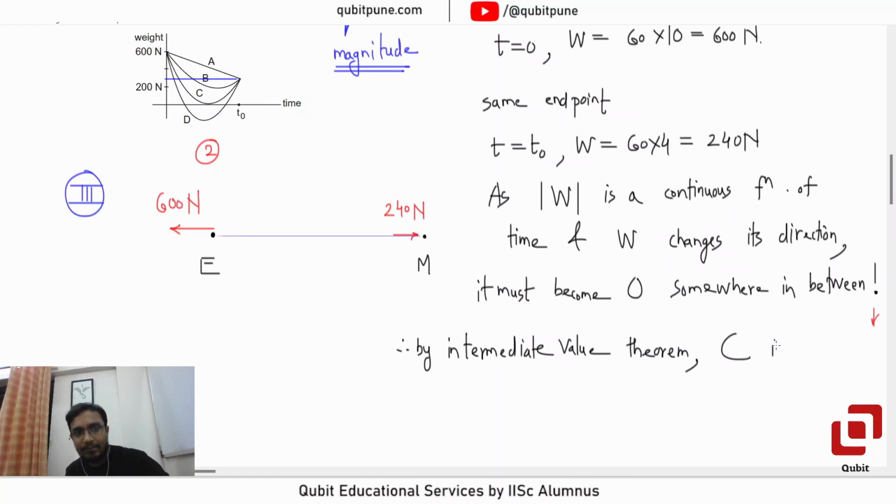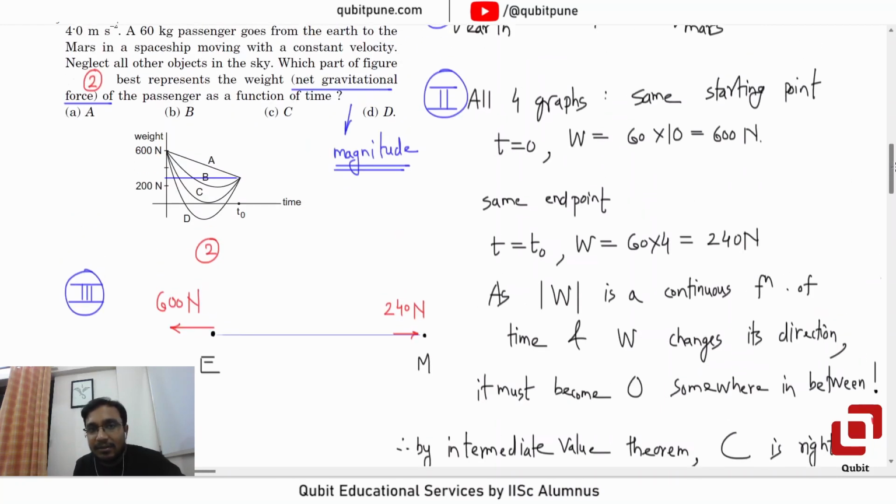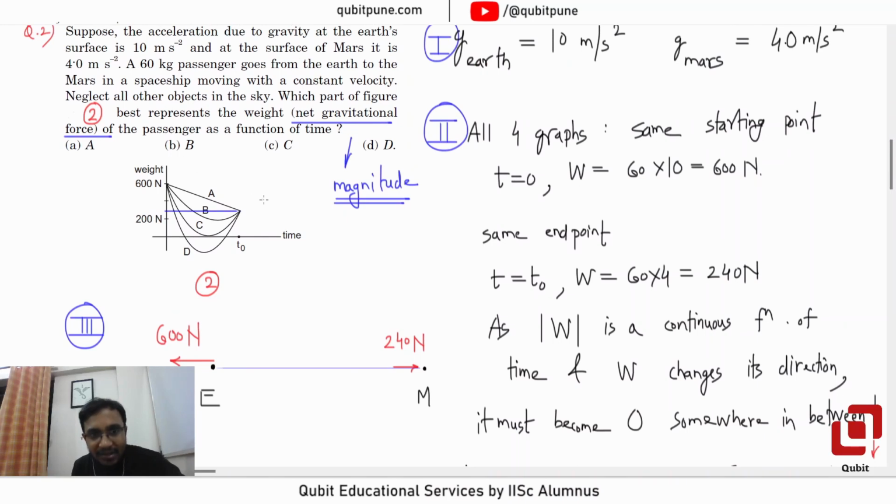C is right. Why C is right? In A and B, the net weight never becomes zero. In D, it does become zero, but becomes negative. Now we have already ruled out D because the endpoints suggest that it's the magnitude that matters and not the direction. Is that clear? So yeah, same starting point and same endpoints allowed us to conclude that in the graphs they only have given us the magnitude of the weight and they're not concerned with the direction.